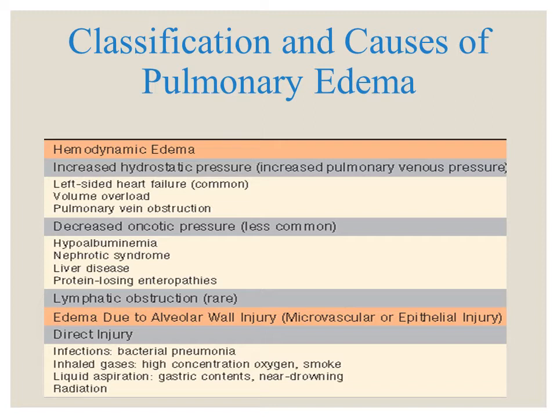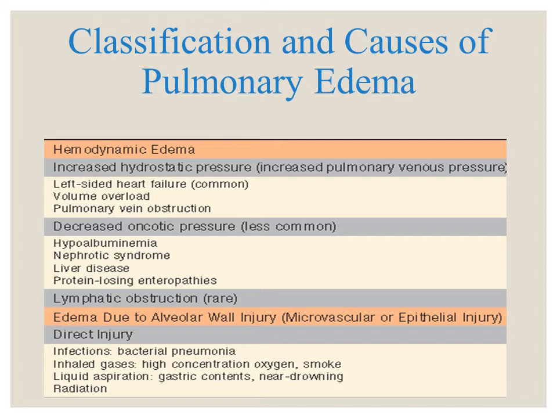So now coming to the classification and causes of pulmonary edema. Pulmonary edema is divided into two main types: the hemodynamic edema and the non-hemodynamic edema. The hemodynamic edema is also referred to as the cardiogenic pulmonary edema, while the non-hemodynamic edema, the non-cardiogenic pulmonary edema, is the edema that occurs due to alveolar wall injury.